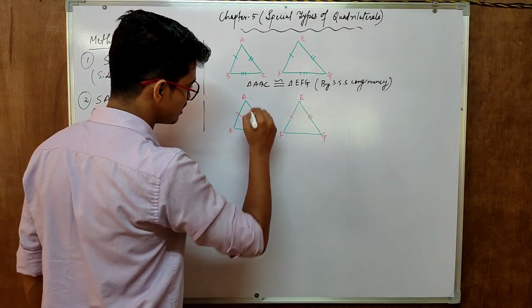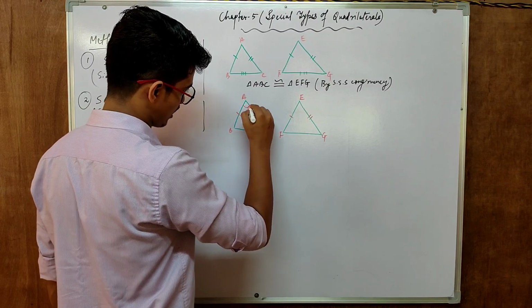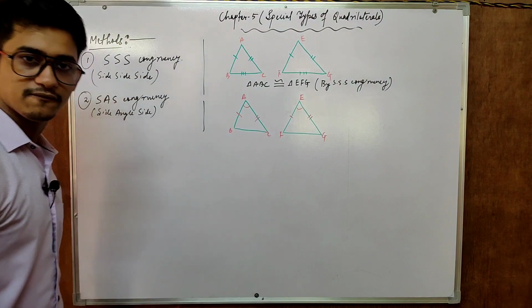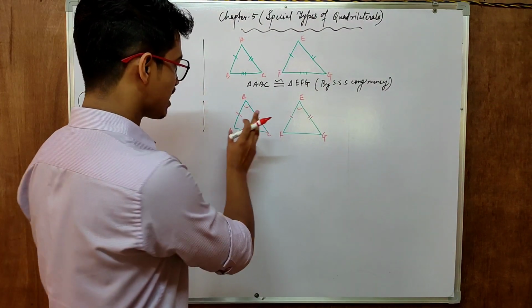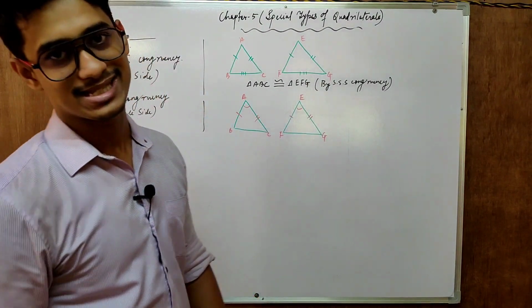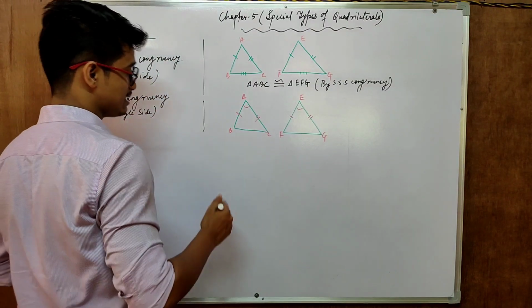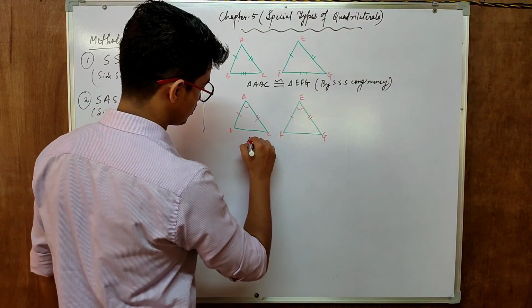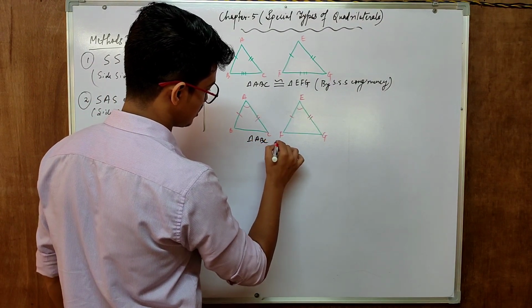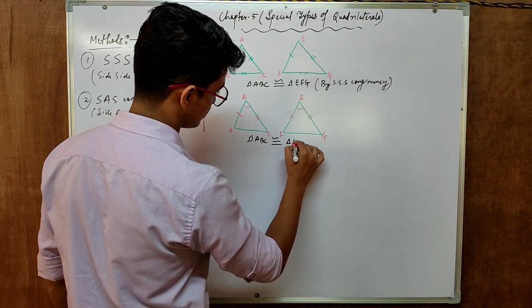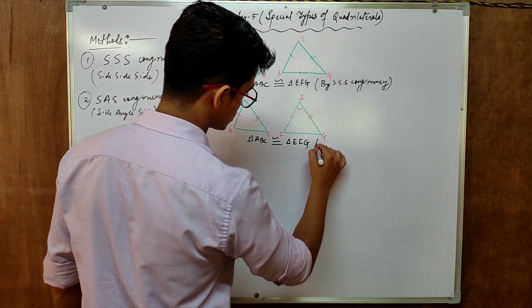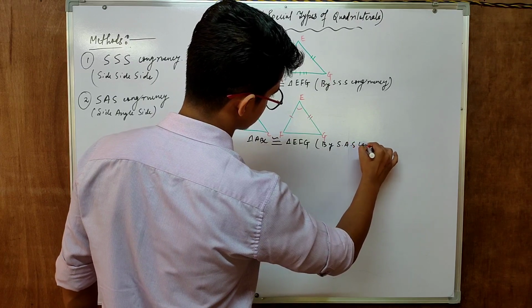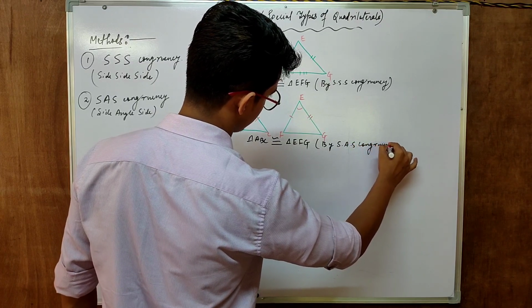Which angle will lie in between AB and AC? Angle A. And in between EF and EG? Angle E. So if this type of thing is happening, then we can say that triangle ABC is congruent to triangle EFG. Triangle ABC is congruent to triangle EFG by which criteria? By SAS congruency. That's it.